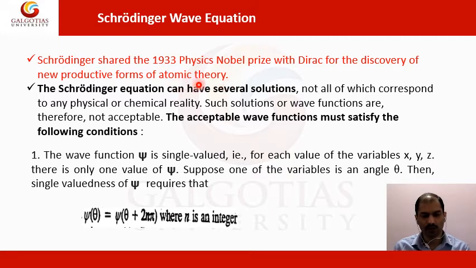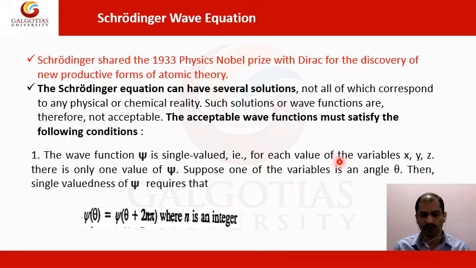Since the electron's probability can be found with the help of these mathematical equations, the Schrödinger equation can have several solutions, not all of which correspond to any physical or chemical reality. Such solutions or wave functions are therefore not acceptable. The acceptable wave function must satisfy the following conditions. The only wave functions which satisfy the following conditions are acceptable. The wave function must be single valued.